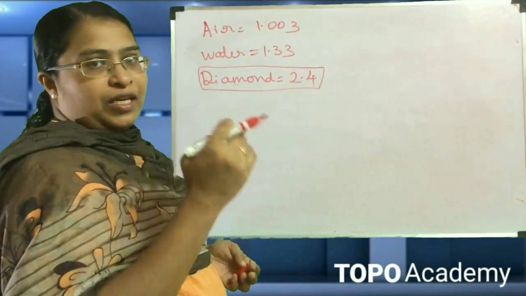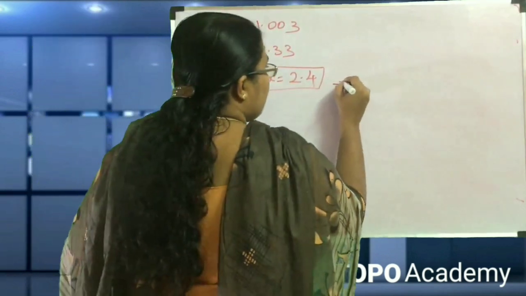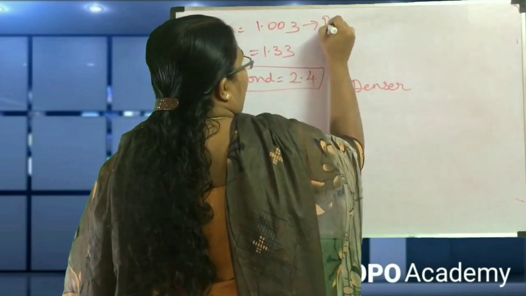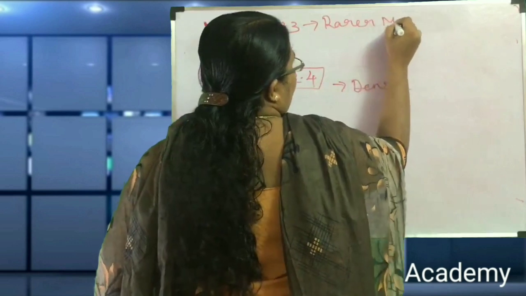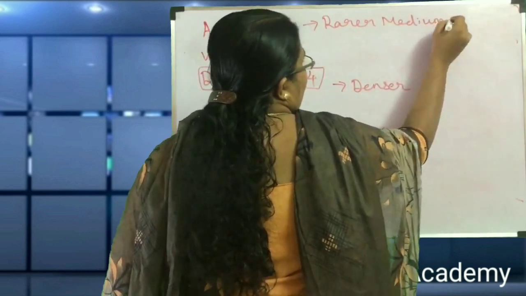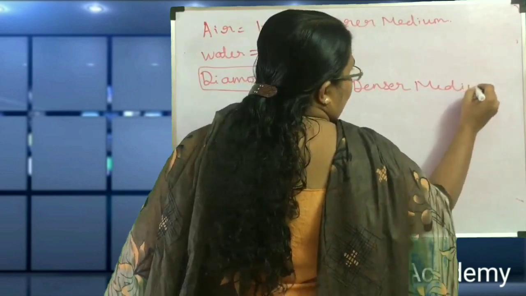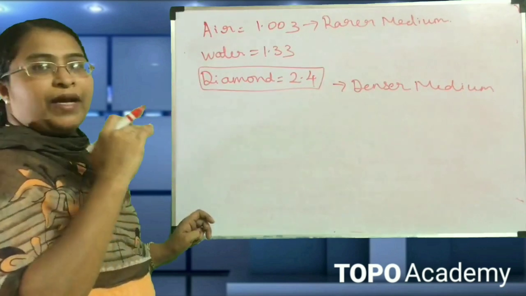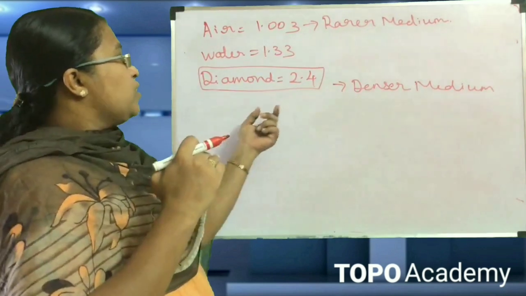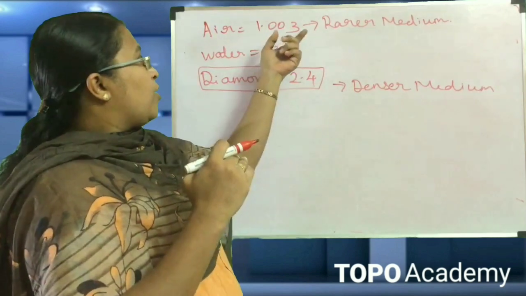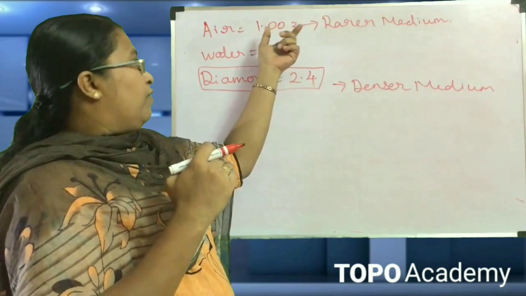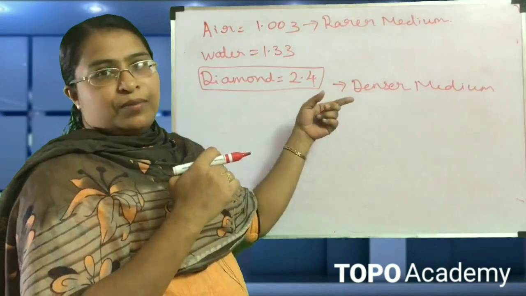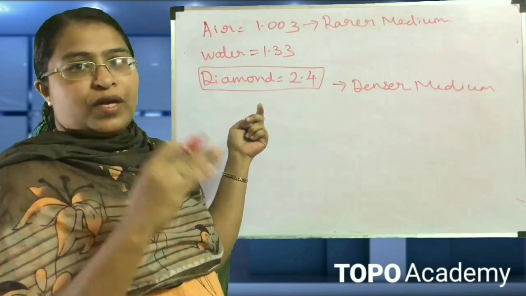When the refractive index increases, that means it is the denser medium. So here diamond is the denser medium, and air is the rarer medium. By looking at the refractive index, we can find out the rarer medium and the denser medium. Denser medium means the refractive index will be greater, and rarer medium means the refractive index will be very less. In this case, air is the rarer medium and diamond is the denser medium. Denser medium means the speed of light is very less.